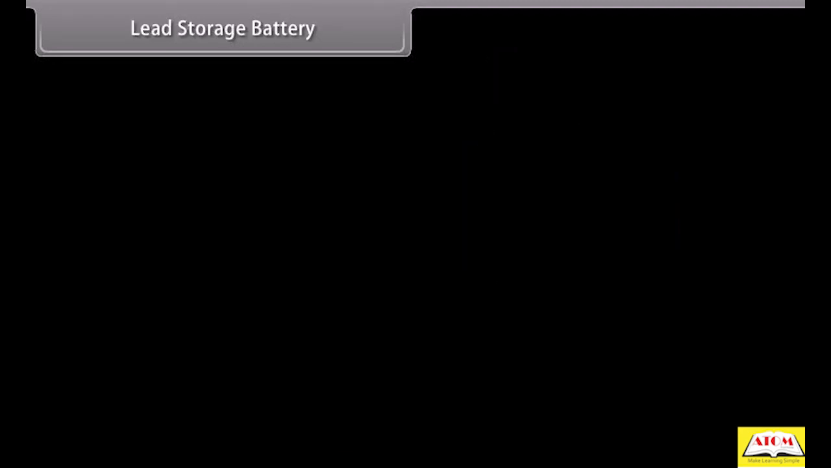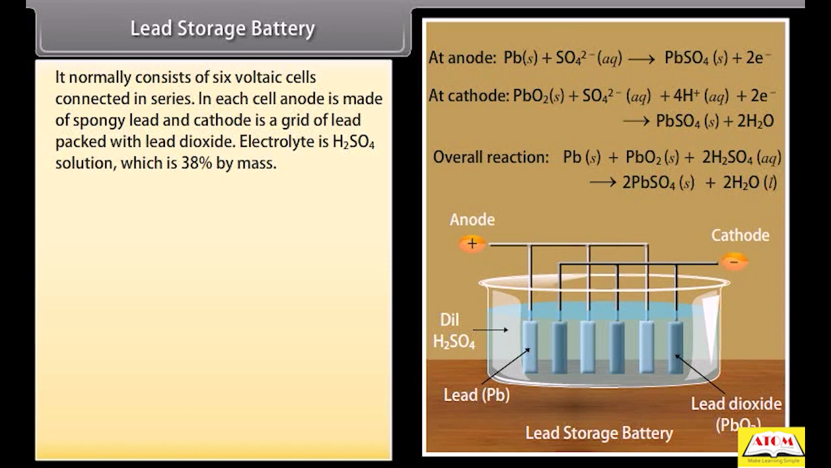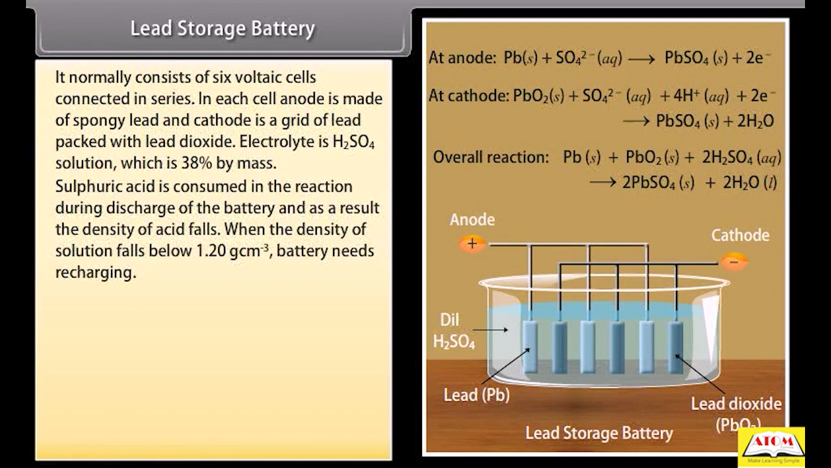Lead storage battery. It normally consists of 6 voltaic cells connected in series. In each cell, anode is made of spongy lead and cathode is a grid of lead packed with lead dioxide. Electrolyte is H2SO4 solution, which is 38% by mass. Sulfuric acid is consumed in the reaction during discharge of the battery, and as a result, the density of acid falls. When the density of solution falls below 1.20 gram centimeter raised to the power -3, the battery needs recharging.